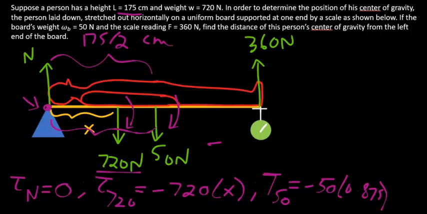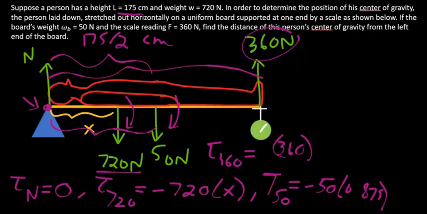And finally, the torque due to the 360 Newton force, that one. The torque due to that is the 360 Newton force times the moment arm, which in this case is the distance from the axis of rotation to where the force acts. It's the same as 175 cm, or the length of the person. In meters, it is 1.75 meters. The 360 Newton force would tend to rotate that beam in a counterclockwise direction, so we can take the sign to be positive. If clockwise is negative, then anticlockwise or counterclockwise has got to be positive.